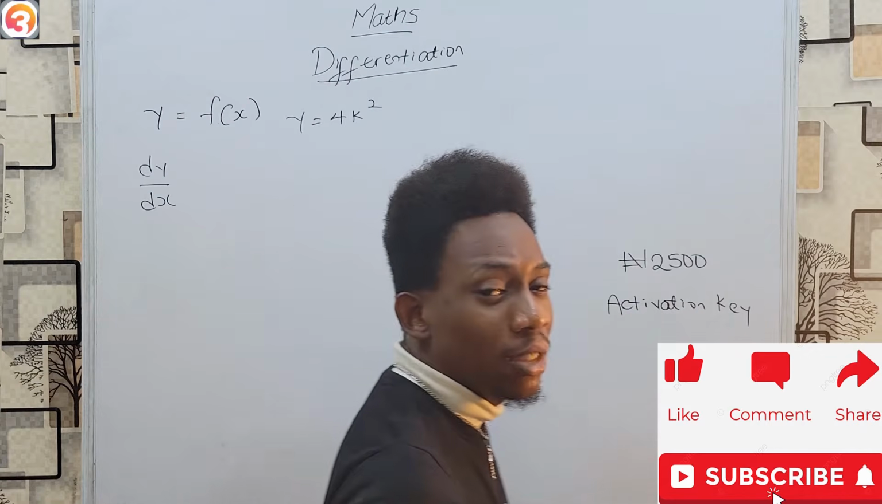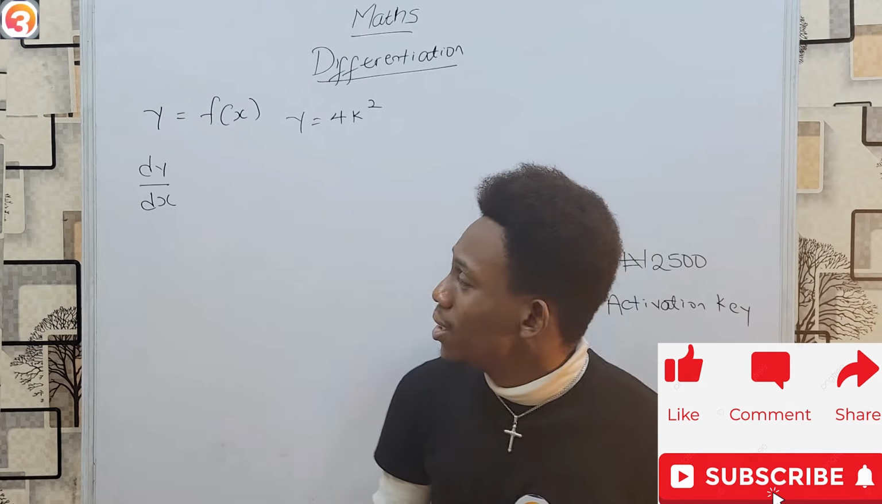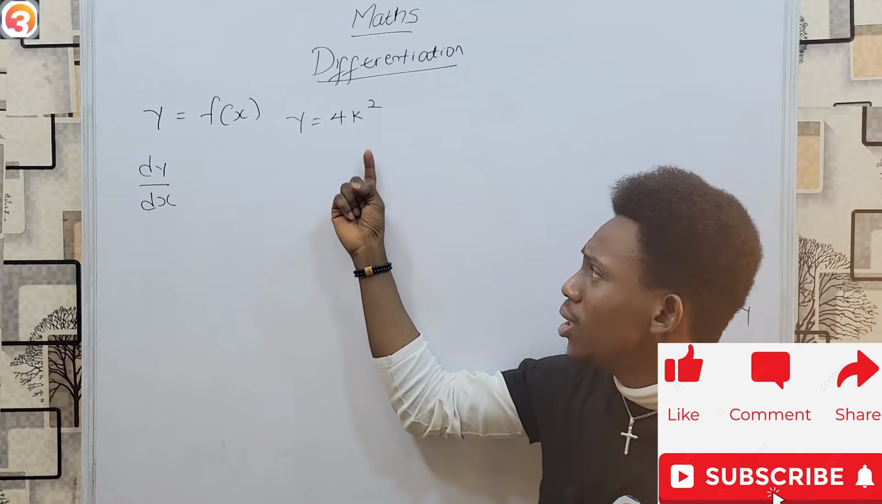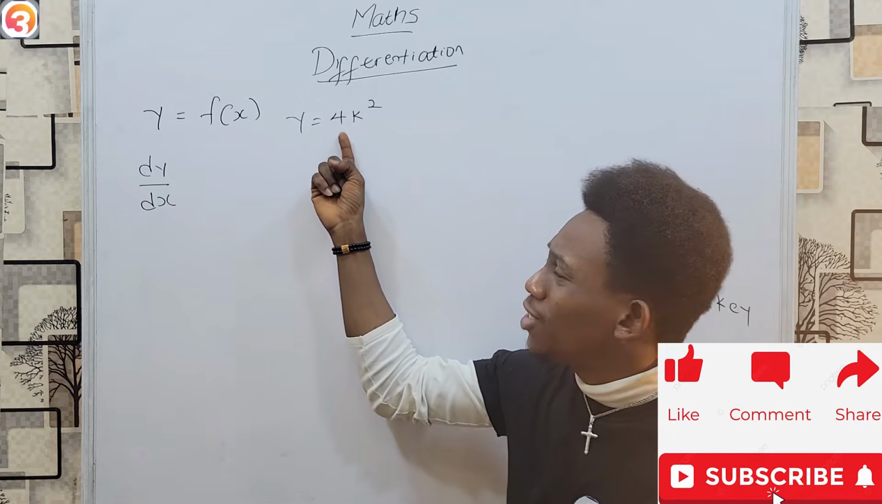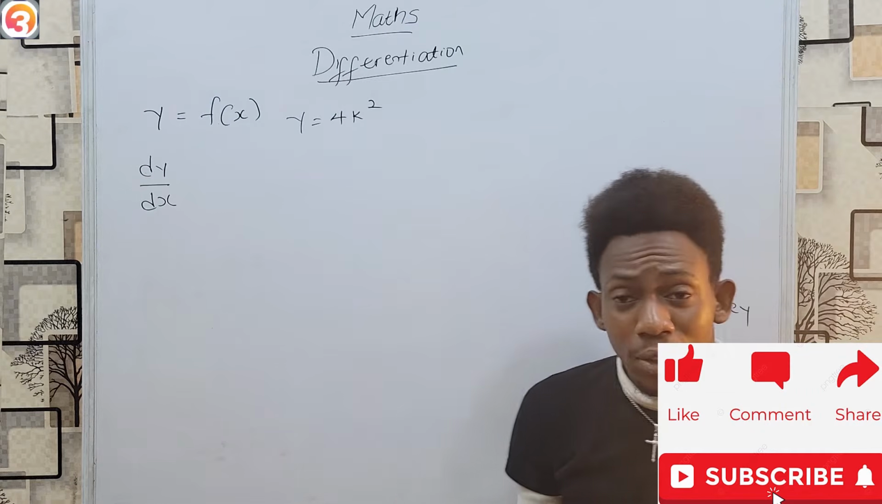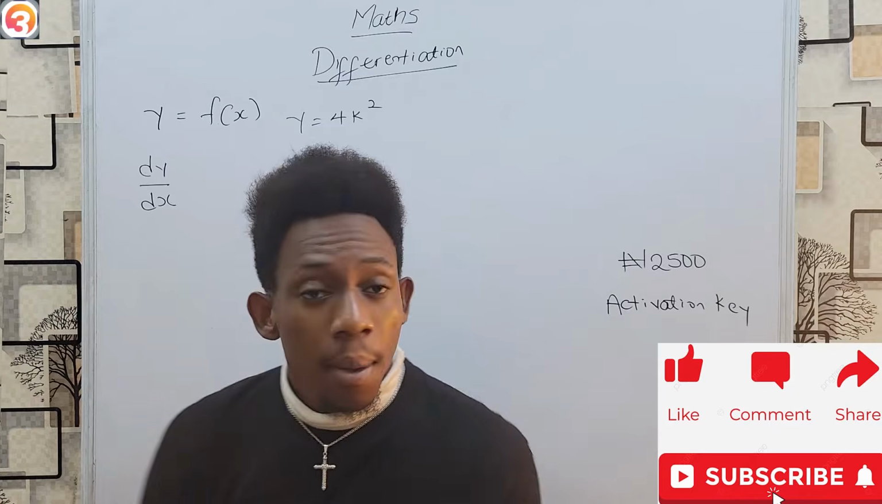If I'm then asked to find dy dx, this expression doesn't have x at all. Correspondingly, if there's a change in x, does that affect k? No. So in that case, my derivative will be 0, as we'll see very soon.